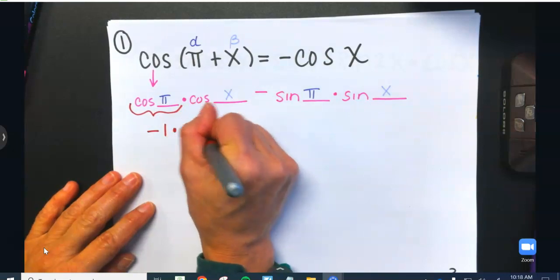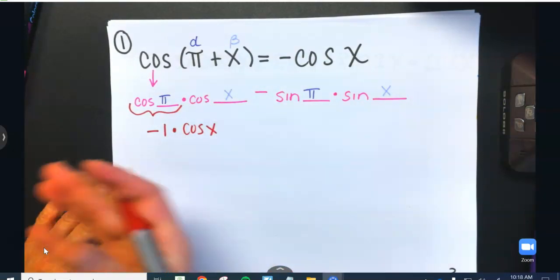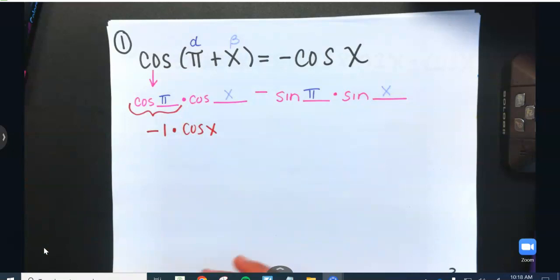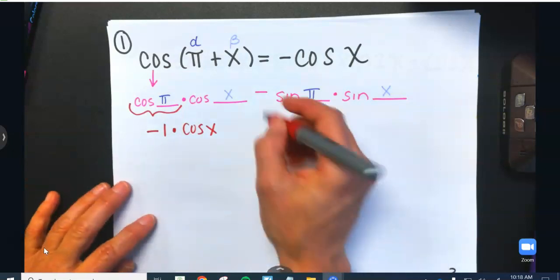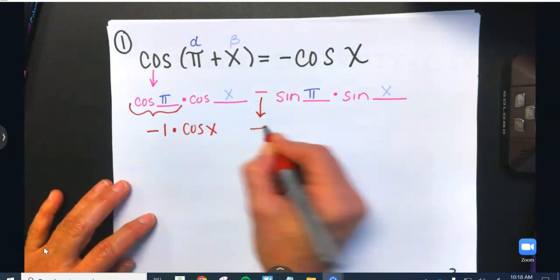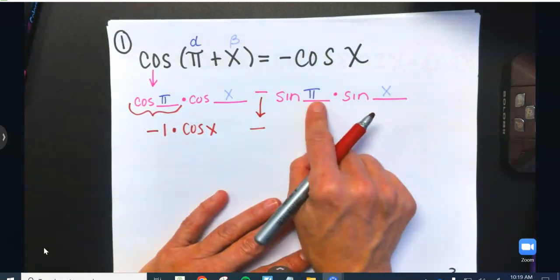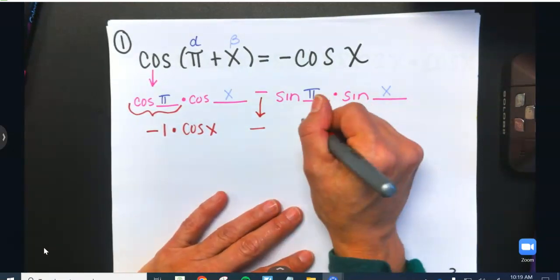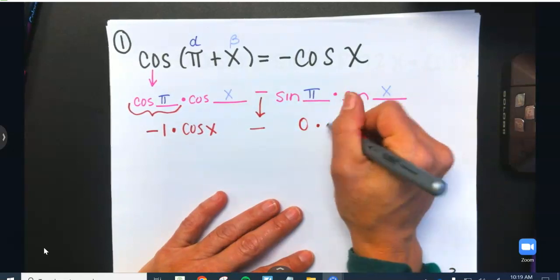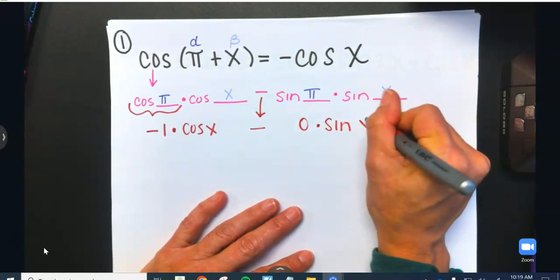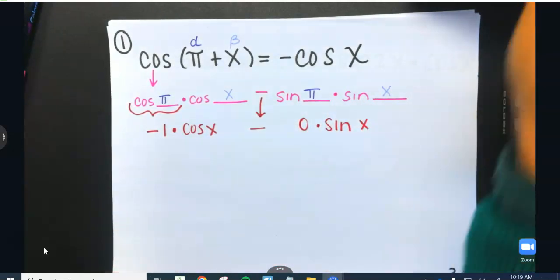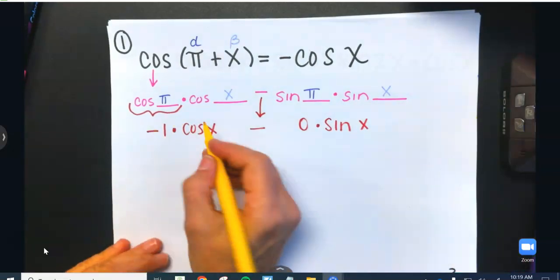Times cosine of x. I don't know what that is. So just like a regular variable in any equation, you just leave it. I'm going to bring down that minus sign. What's sine of pi? Times sine x. I don't know it. And then you have to know your order of operations.